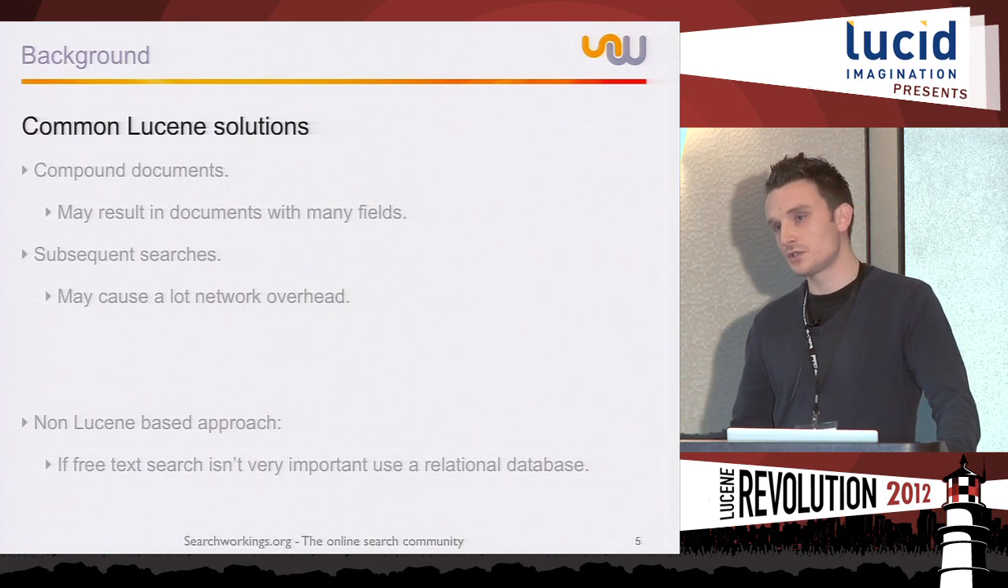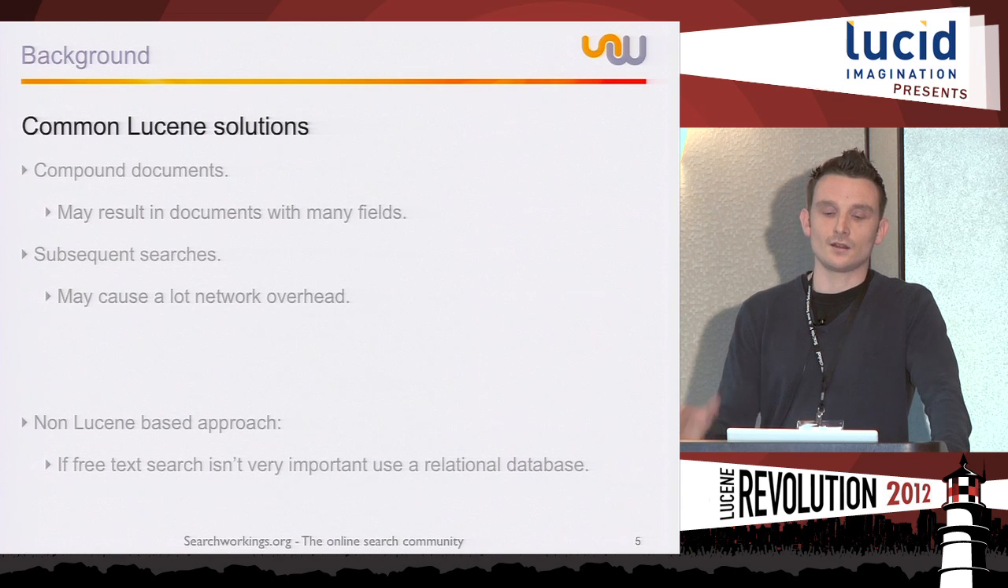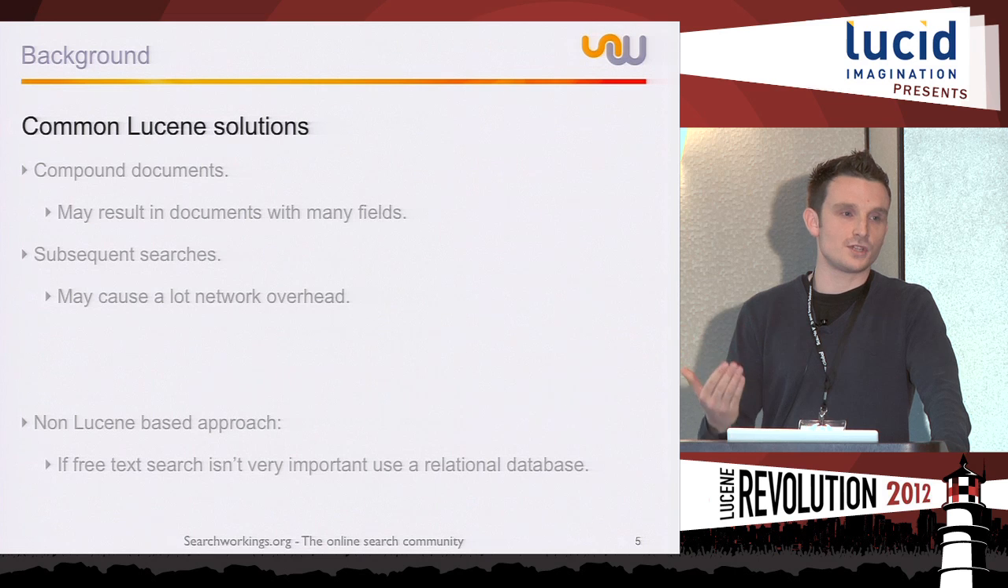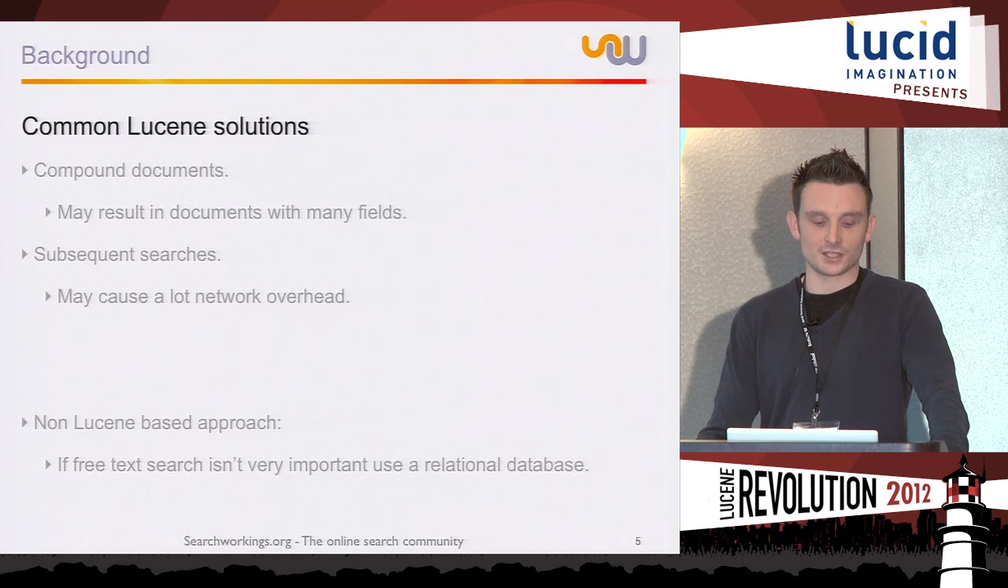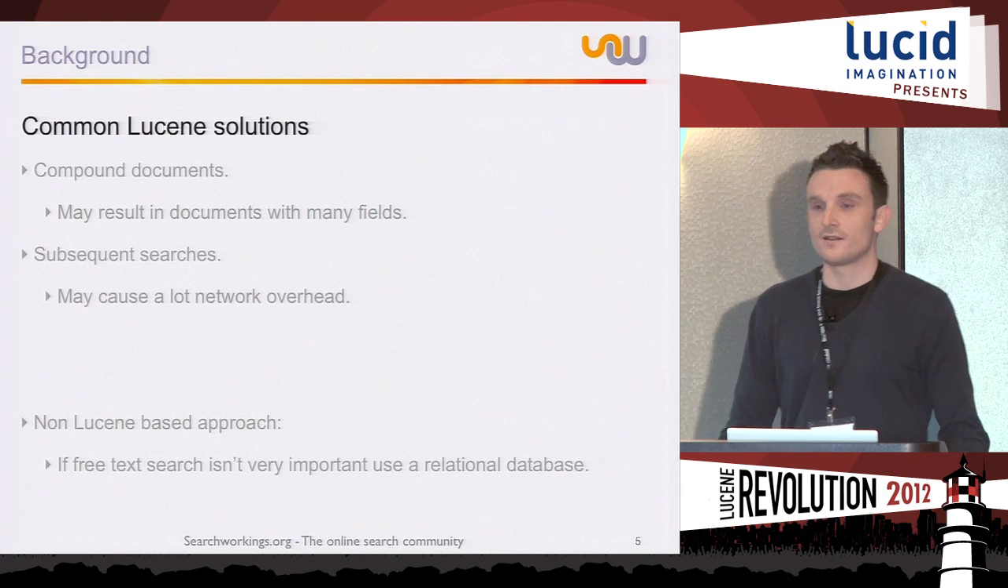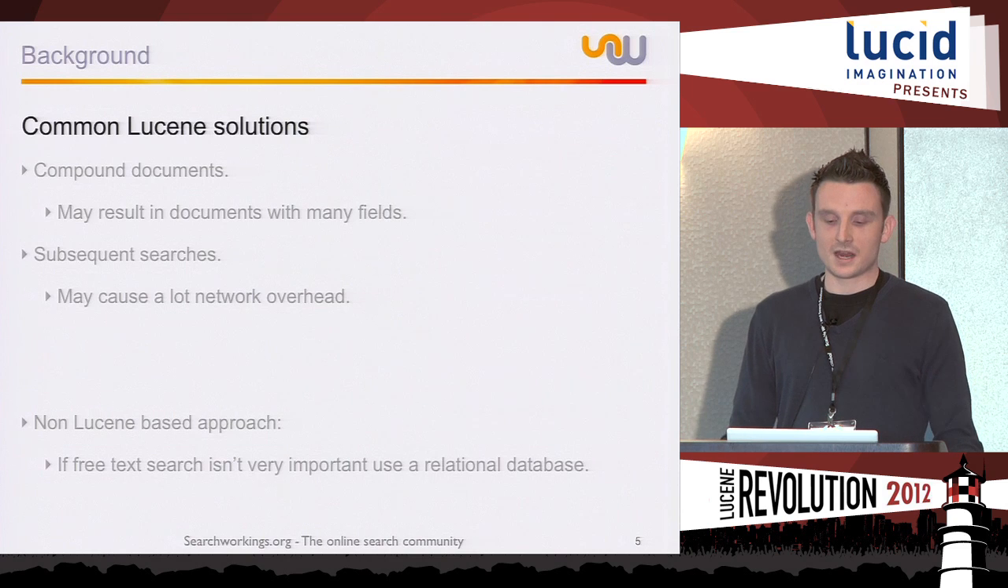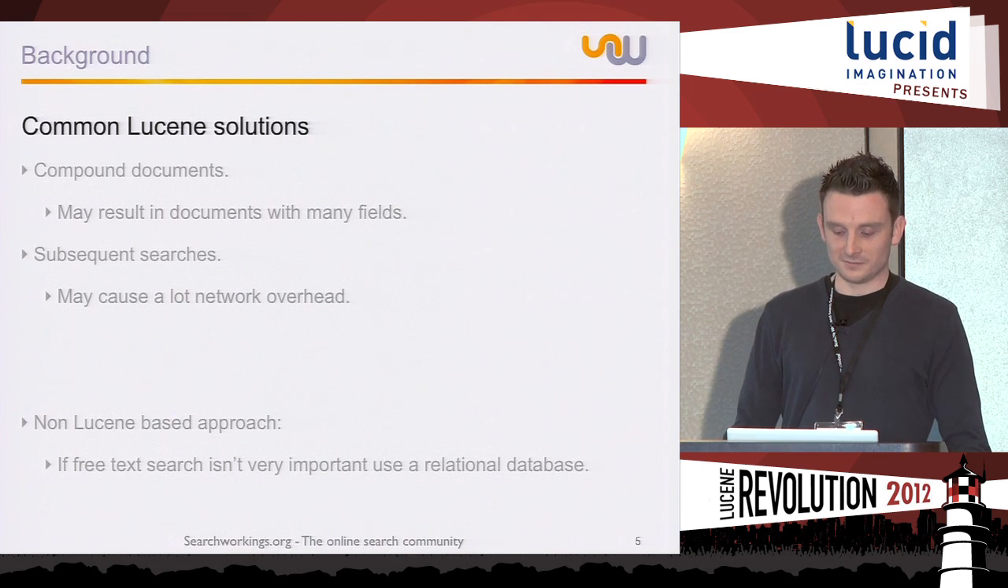However, there are also different solutions, like putting the data alongside in a database and doing a relational search over there. In the case that free text search isn't that important for you, most likely that is the best option. And of course, databases are always better at searching over relational data. But that's not why we're here. We are here for grouping and joining, of course, and Lucene.